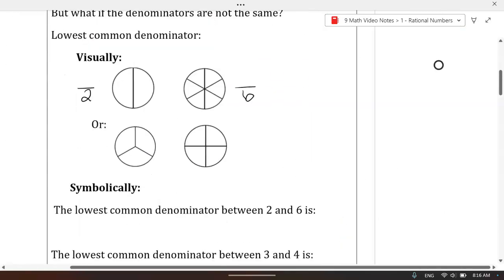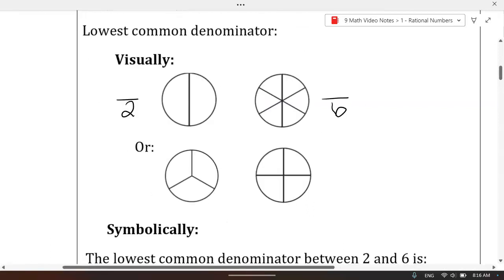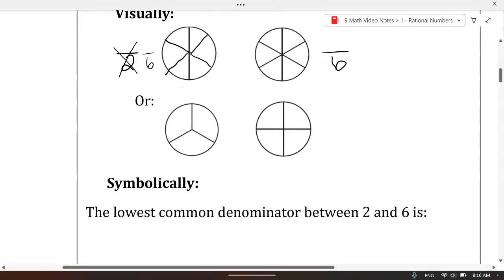So what I mean by that is, what I can do is I see that this is half, okay, and this is cut into thirds. So I can cut this half into thirds. So then all of a sudden my half turns into not just halves, but I'm cutting them into sixths. So this is handy because I only had to change one. What happens when we have things that are cut into thirds and things that are cut into fourths?